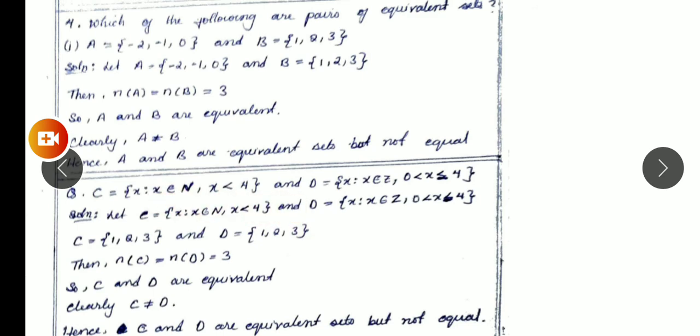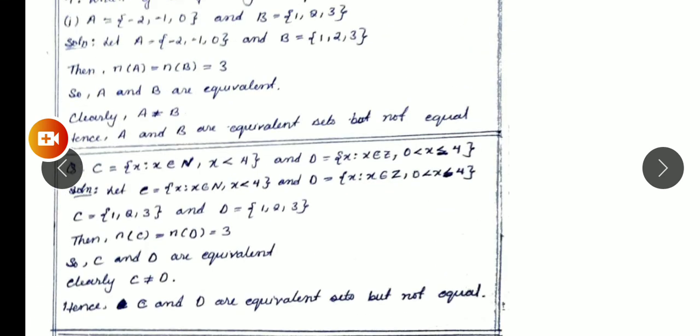Now let me check the last question. X belongs to N, a natural number, which is less than 4. Natural numbers less than 4 are 1, 2, 3. We can count 1, 2, 3. And then the integers.